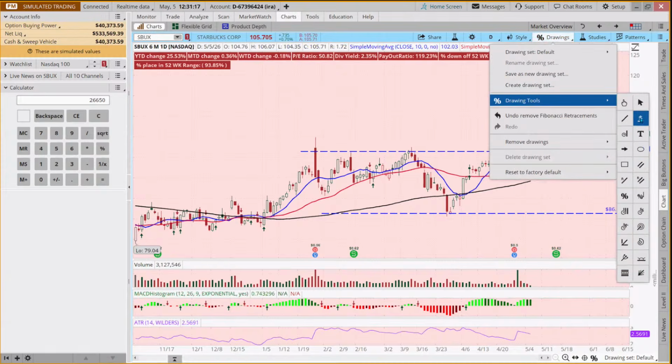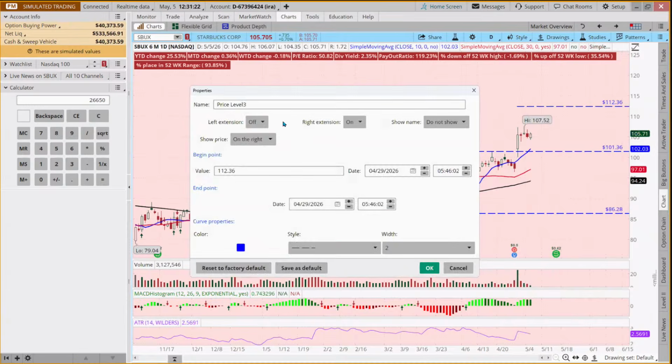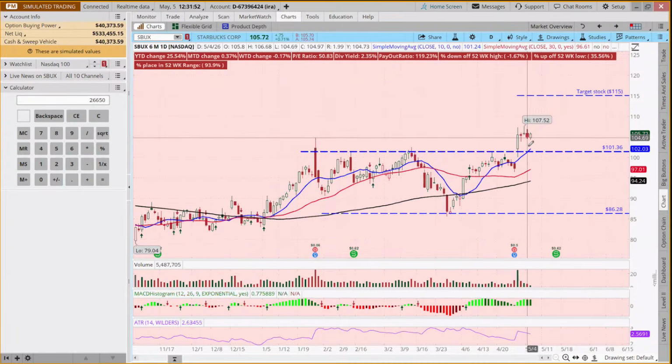So we're going to put in a target here of 115. We're going to edit this and put in our target, and this is for the stock. We're going to make it 115. If you just draw it somewhere in the general vicinity, you can come in and edit it and make it look exactly like you want. And if you want your description to show up here, just say, I want to see this on the right. So that's our target. Now how do we position size?